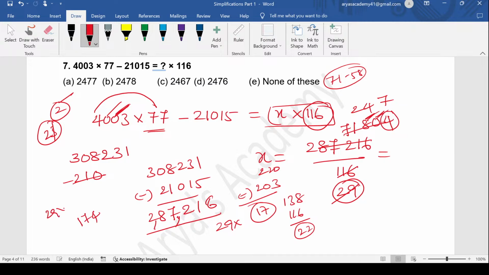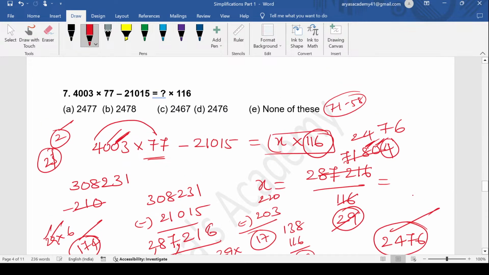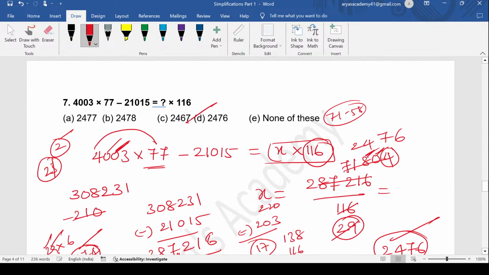174. So 29, if you multiply 6 times: 6 twos are 12, so 120, and 6 nines are 54. It is exactly equal to 174 only. So it goes 6 times. So how many times has it gone? 2476 times. So that is the correct answer, our final answer, which is at option D.